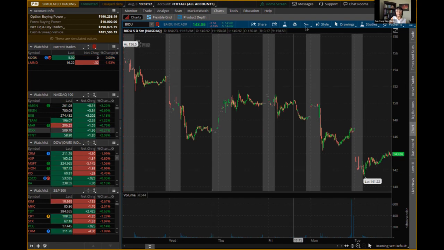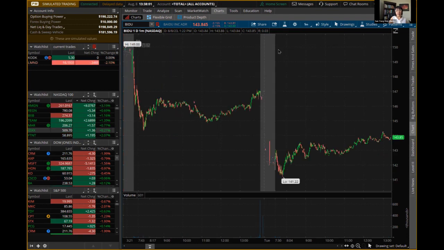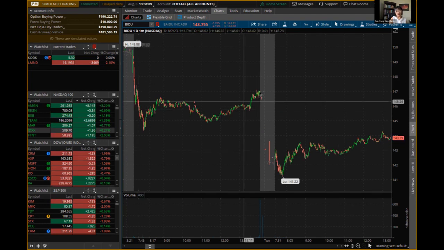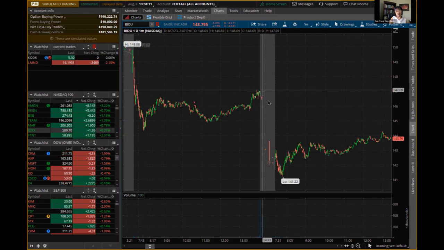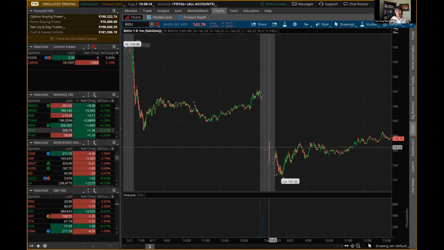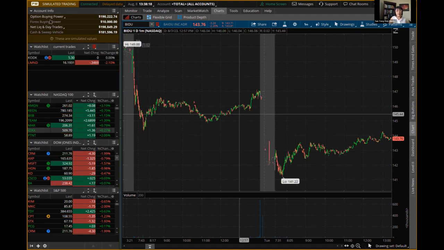Let's look at 1-day movement. Now this is 1 day, 1 minute movement. So wow, look at that. Whew. And then it went up and then did a downward drop down here. Okay. So as long as you have money in your option buying power, you could do this trade.